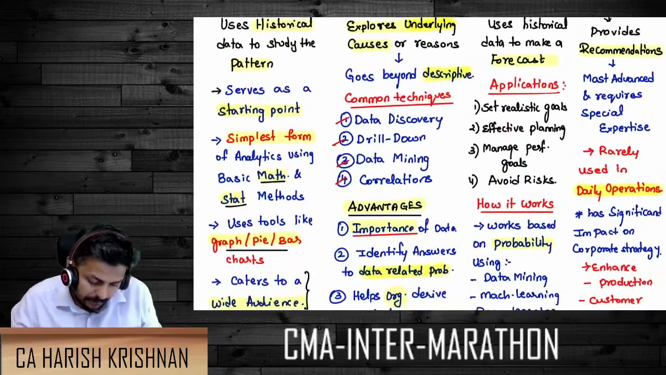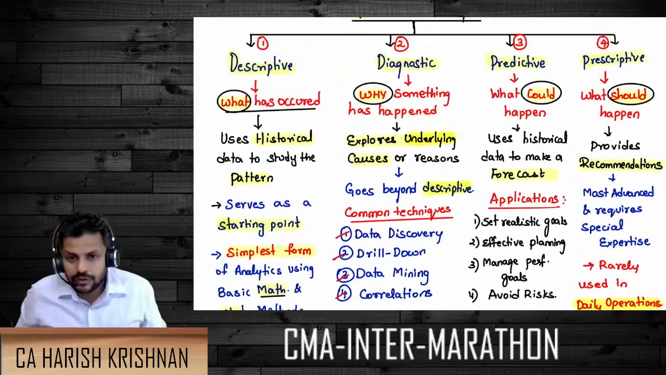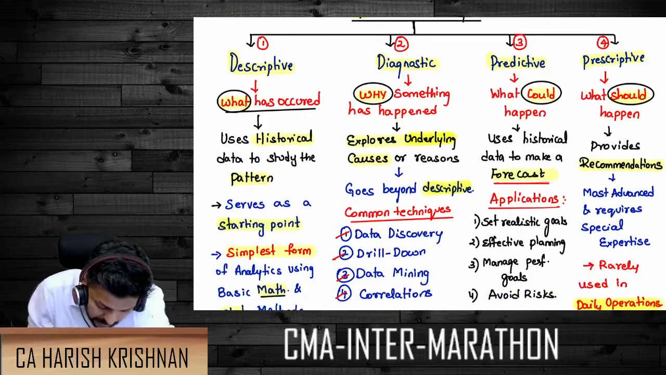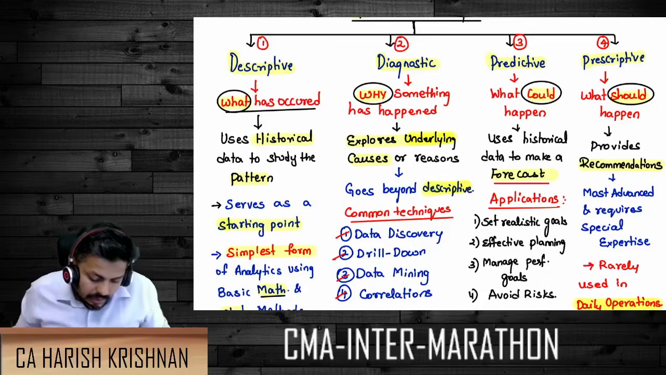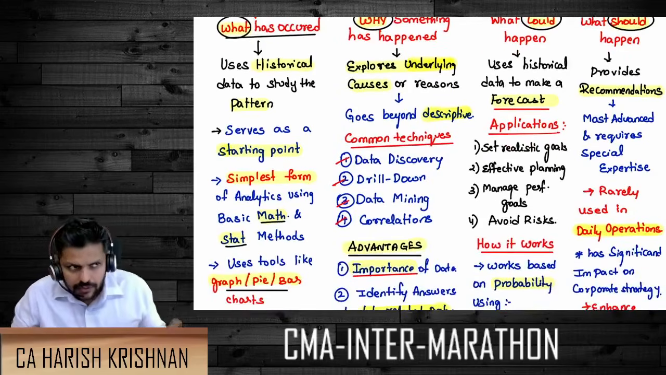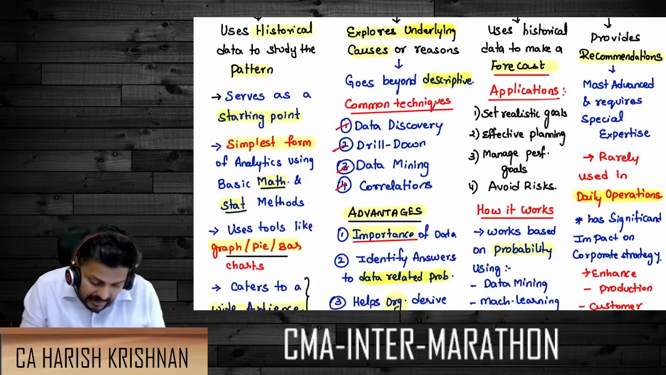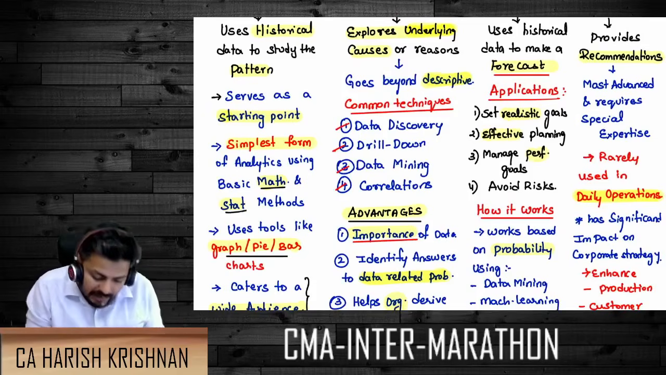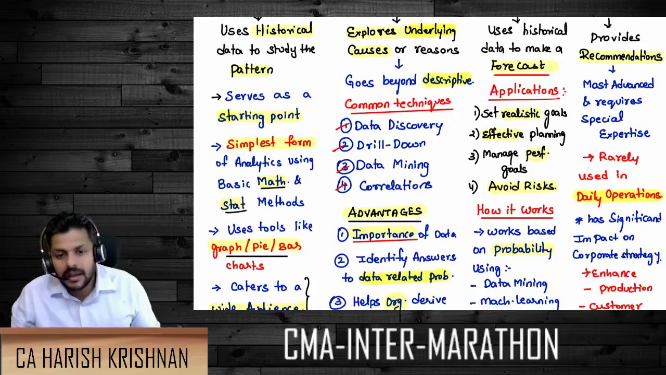Then predictive analysis: what could happen. Using historical data, you will make a forecast. It's better to see the past data and then set your goals and other things accordingly, right? Set realistic goals, effective planning, manage performance goals, and if you are very well aware of what is happening, you can avoid some of the risks.